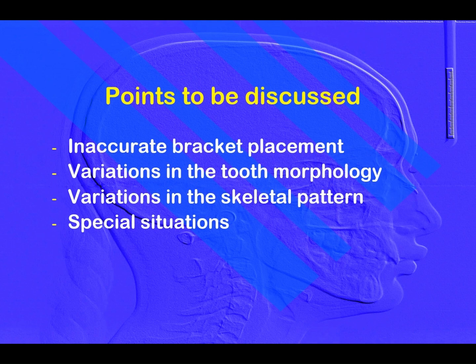We will discuss how inaccurate placement of a bracket can affect the finishing of occlusion. Also, we will discuss how the variations in the morphology of a tooth and the skeletal pattern of an individual can affect the ultimate finishing of the occlusion. In addition, we will discuss a few special clinical situations where the finishing of the occlusion is complex with a pre-adjusted edgewise appliance unless it is customized.